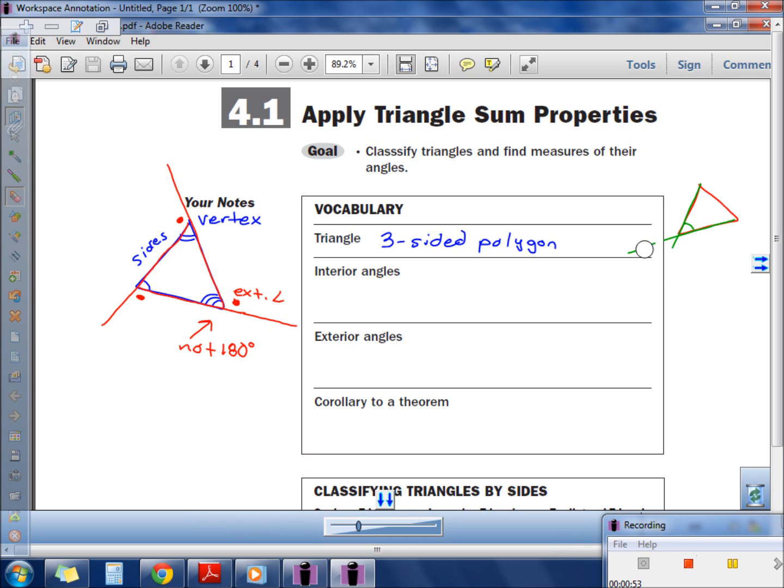But a neat thing is this. These two angles right here are both exterior angles. We only need one of them, though. So just focus on one at a time. That one right there would be an exterior angle. That would be good for you.